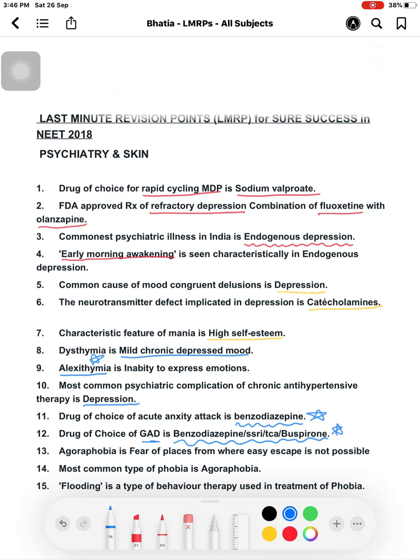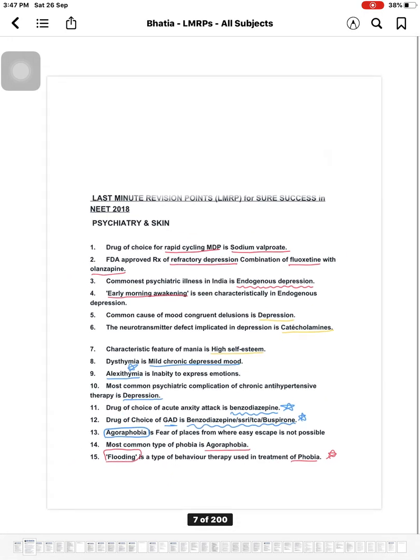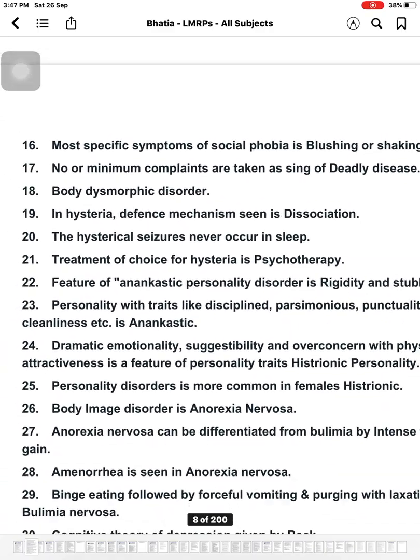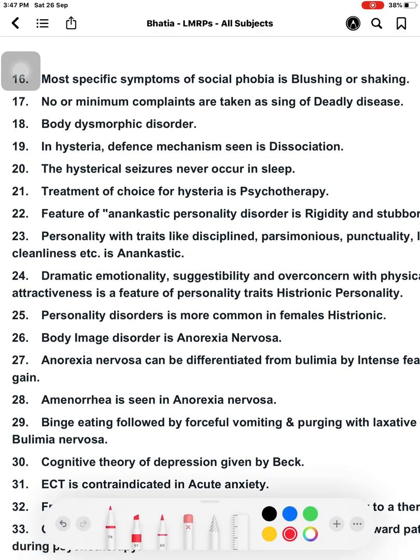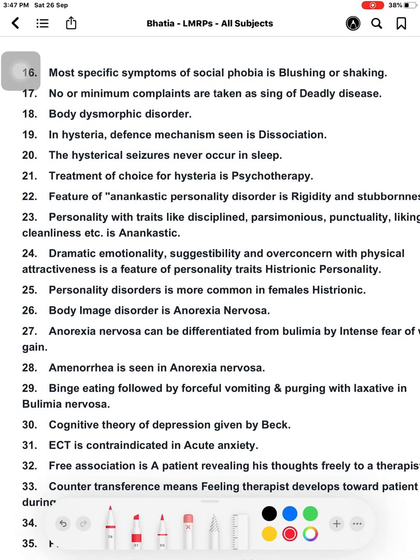Agoraphobia is fear of spaces from where easy escape is not possible. This is important. Study of phobias. Most common type of phobia is agoraphobia. Flooding is a type of behavior therapy used in the treatment of phobia. This is important. More specific symptoms of social phobia are blushing and shaking.